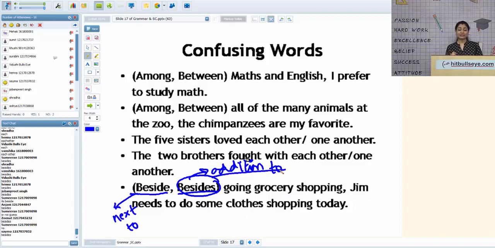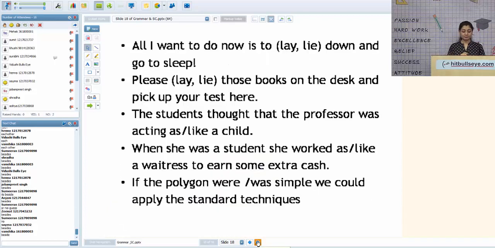But if I want to say that the table lamp is placed dash the bed, I will use beside because I want to say that the table lamp is placed next to the bed. Moving on to the next set.